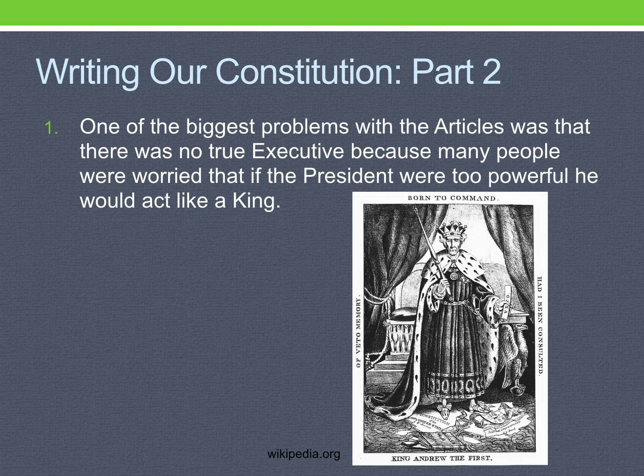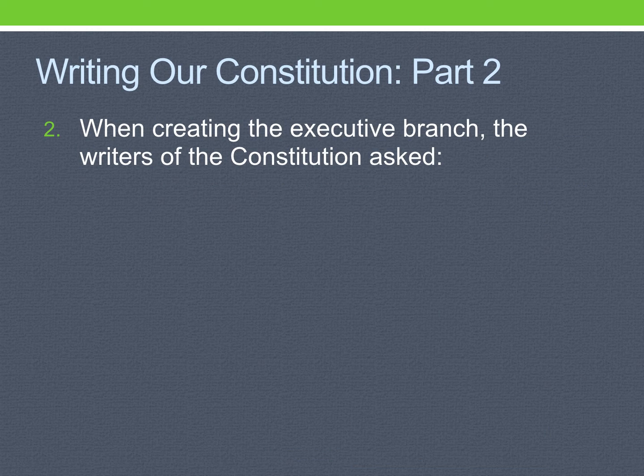But that led to some problems because without a president, without an executive branch, there was nobody to enforce the rules. So they decided in the new Constitution that they would create an executive branch who would be in charge of enforcing the rules. So they needed to figure out what would that look like.